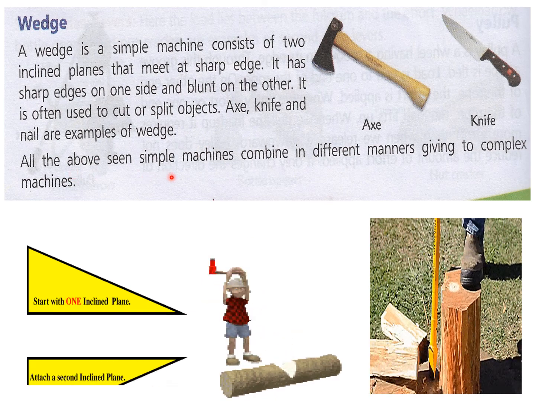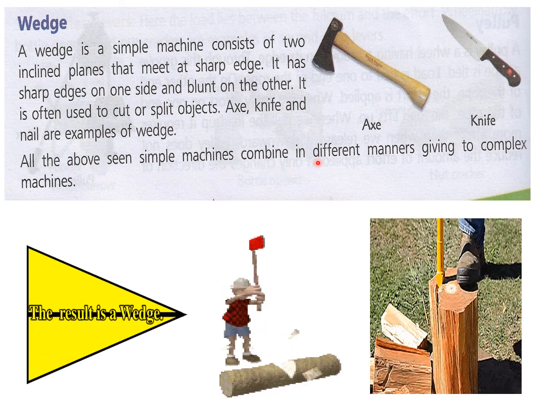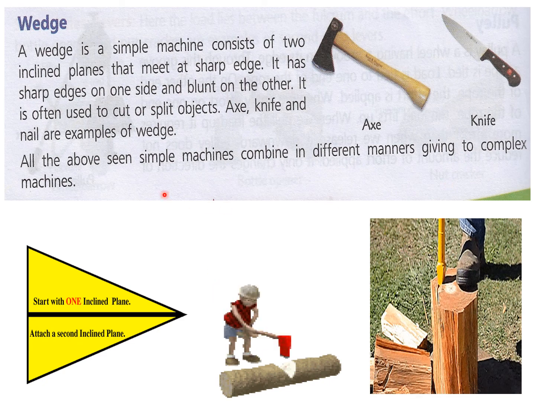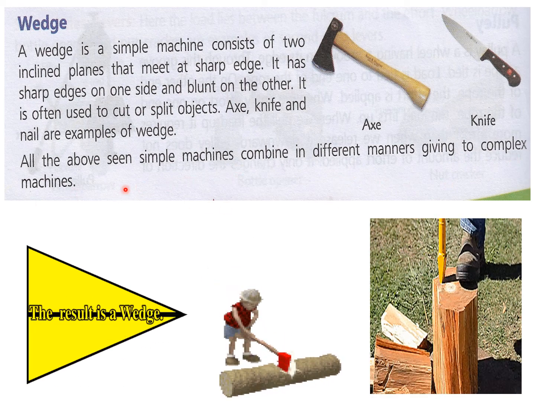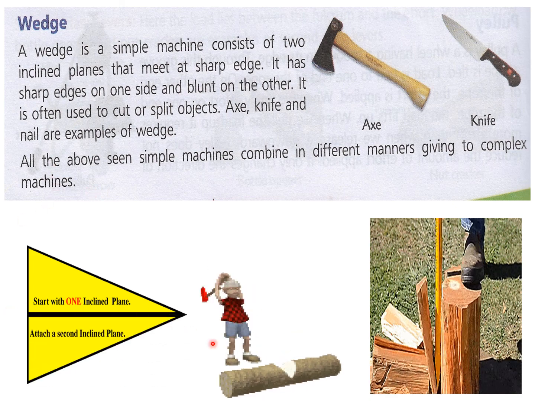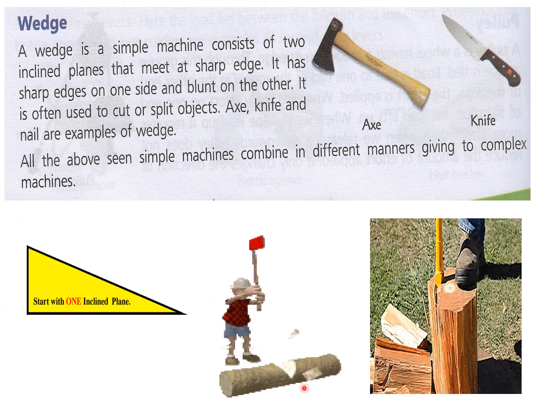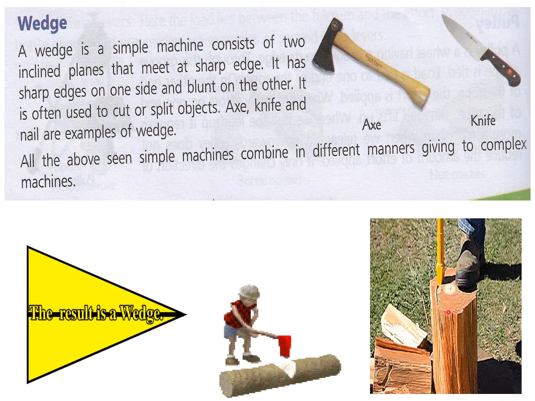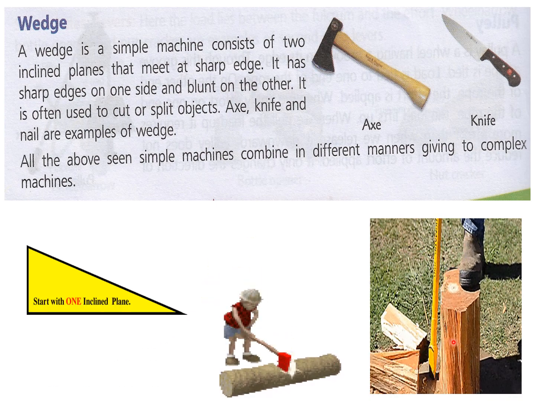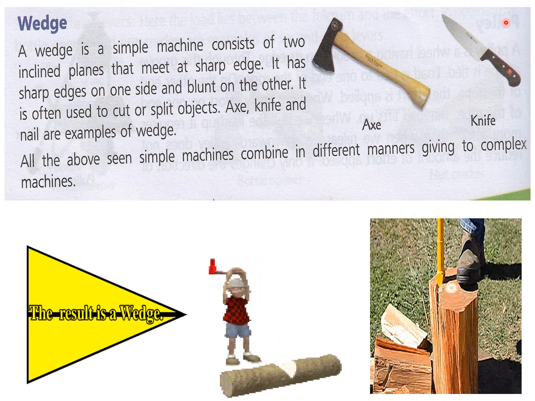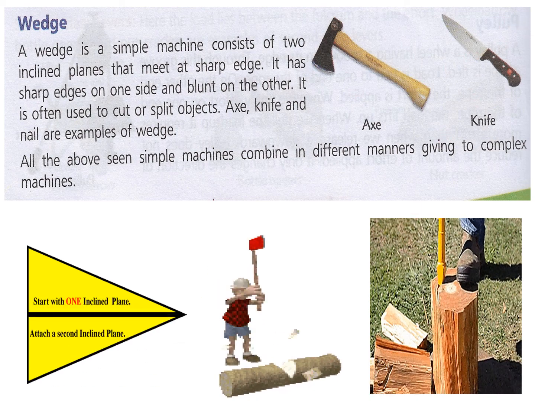All the above seen simple machines combine in different manners, giving complex machines. So many simple machines combine together to form a complex machine. You can see how this man is working with an axe, and then this man is also working with a kind of wedge to break or crack this wood. You can see two other examples, axe and knife, here.